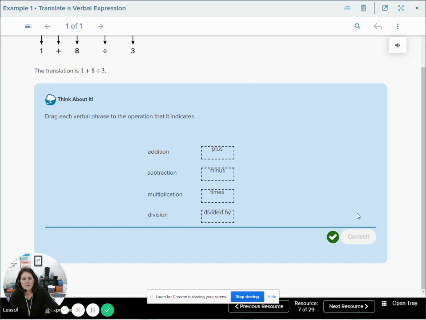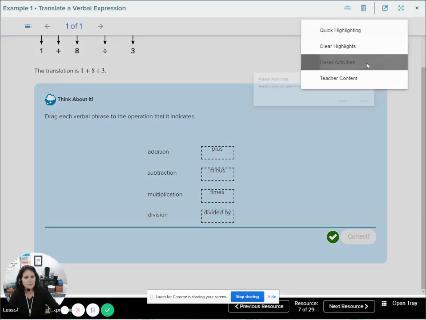And then just to think about it, I've already done this and I forgot to reset it, but addition is the same thing as plus. Subtraction is the same thing as minus. Of course, we know multiplication and times are the same, and division is the same as divided by. So let me see if I can reset my activities now for future ones.